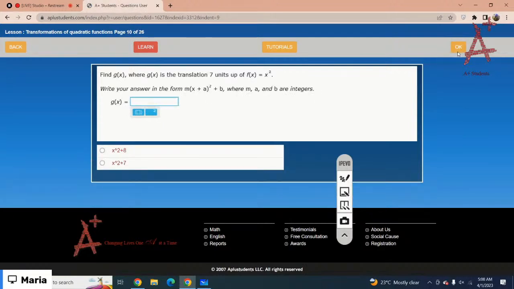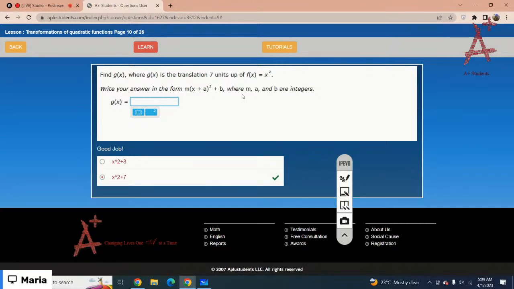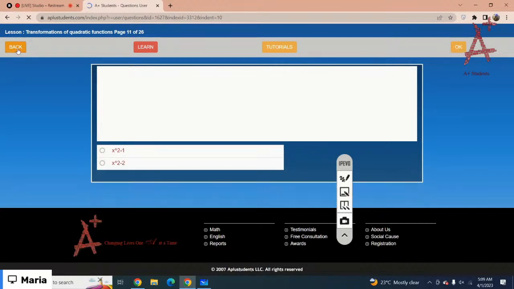Okay, the next one is find g of x, where g of x is the translation 7 units up. So it is the translation 7 units up. That means you have to add. So it would be f of x equals x squared plus 7. Okay, you can complete the test by yourself later today.